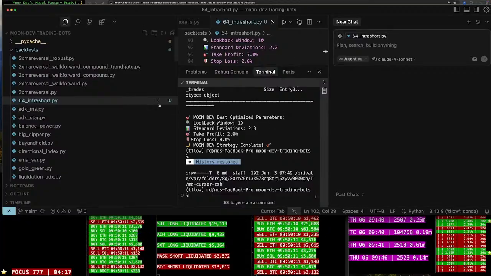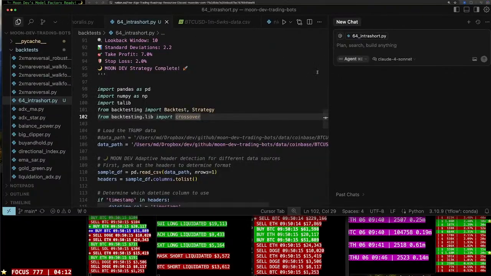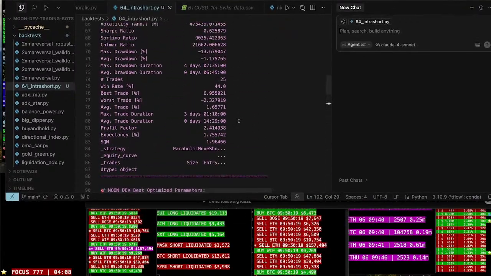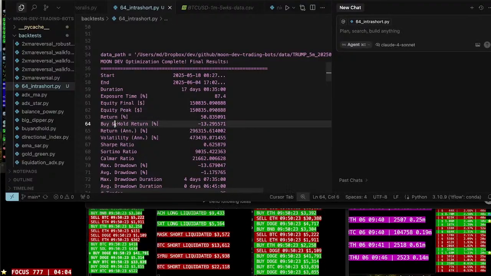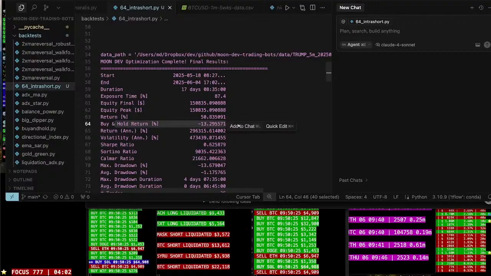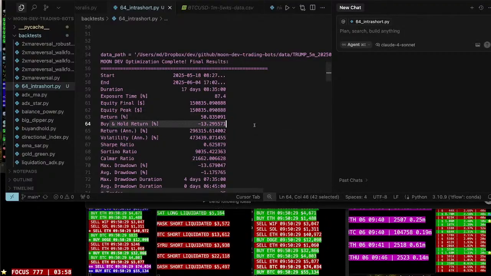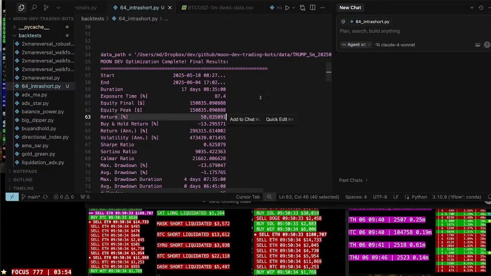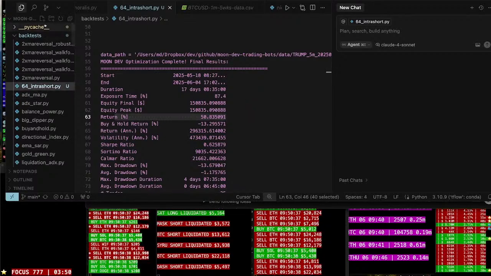So you can see here we have a backtest that we were playing with a couple days back, and I'm using Cursor again, of course. You can see that this strategy returned 50%, while the buy and hold returned -13. So if you were buying and holding, you would have lost 13%, but this strategy gained 51%. So that's pretty good. So I want to go ahead and build a new one.